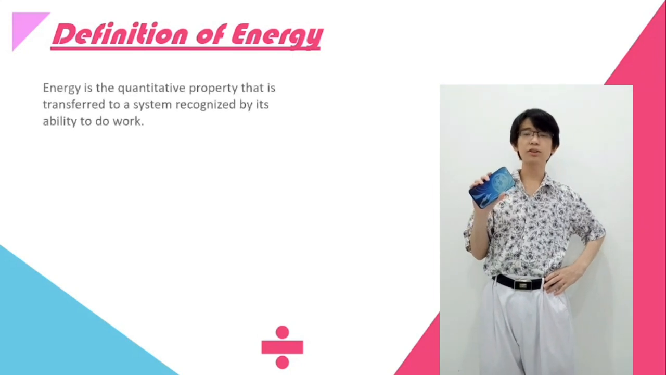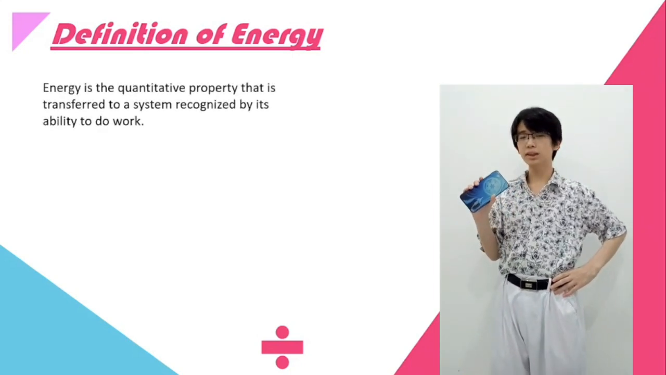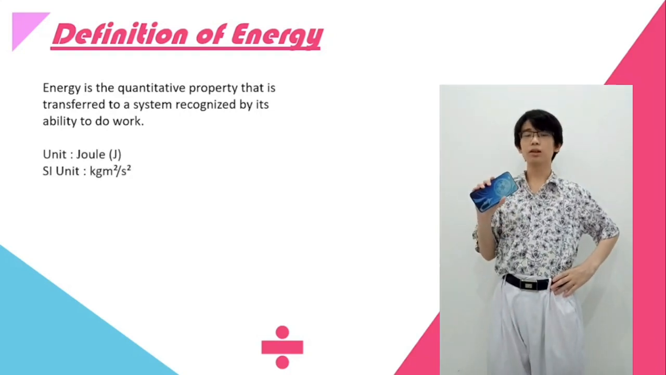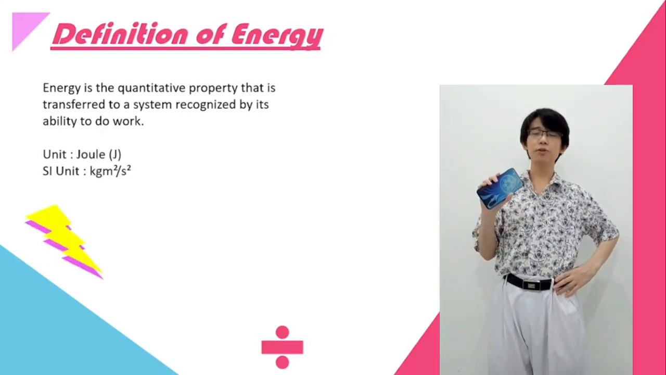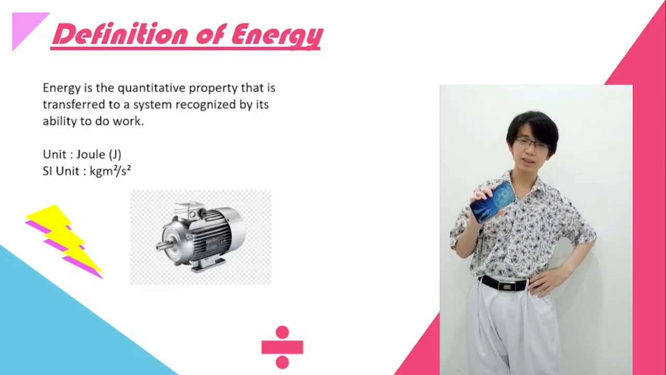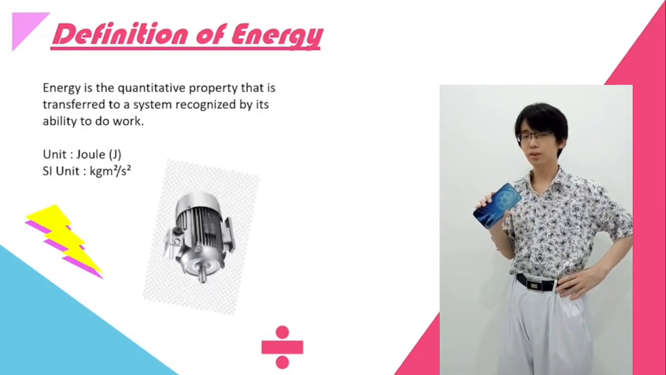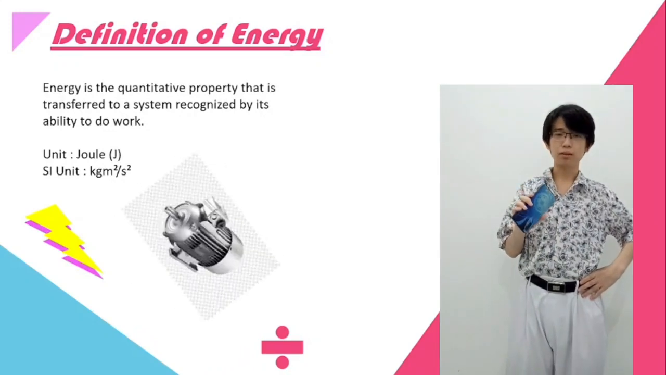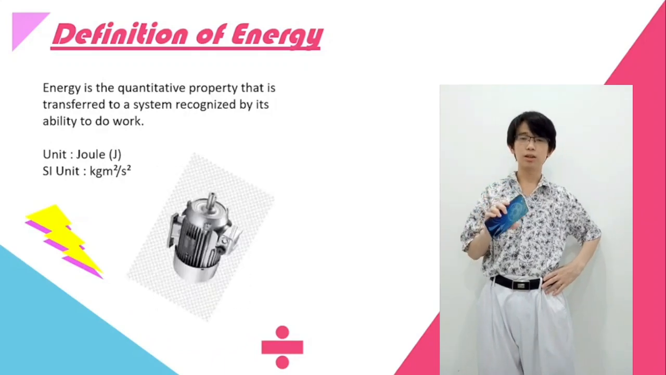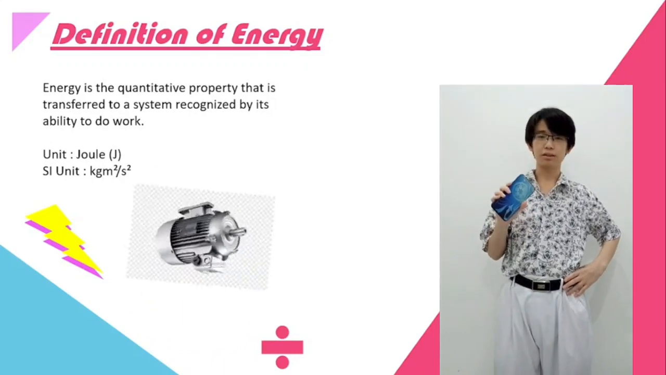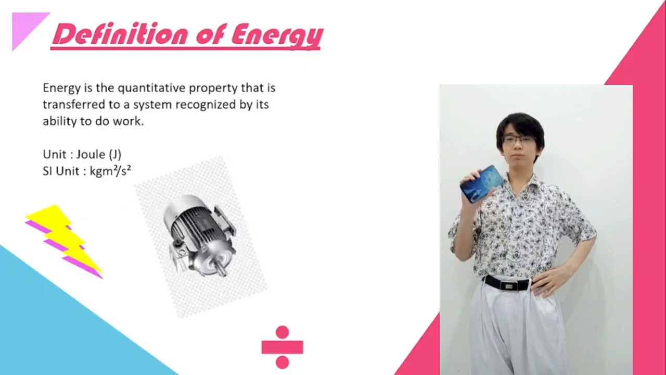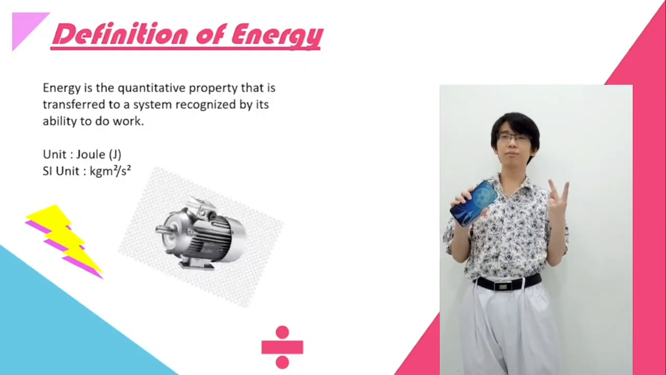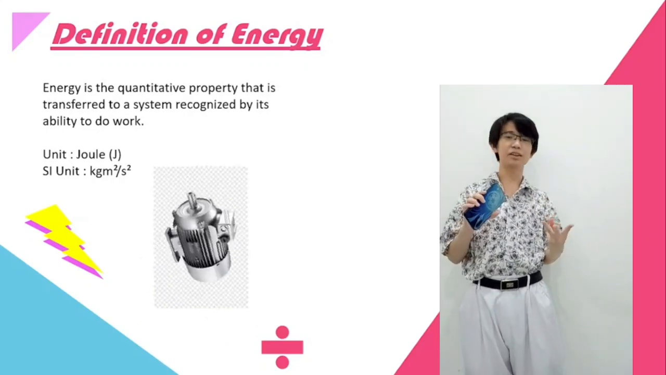Energy is the quantitative property that is transferred into a system, recognized by its ability to do work. For example, electrical energy can be transformed into mechanical energy by spinning a motor in order to do work. There are many forms of energy, but for today, we're going to be focusing on mechanical energy, which includes kinetic energy, gravitational potential energy, and elastic potential energy.